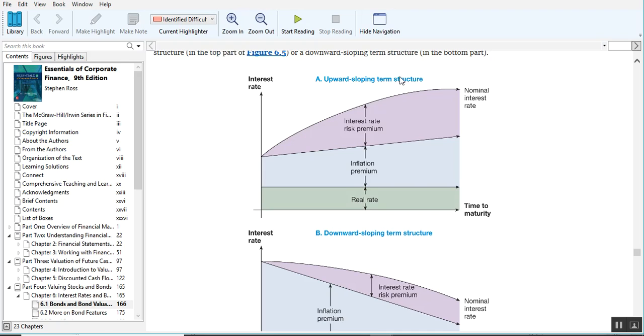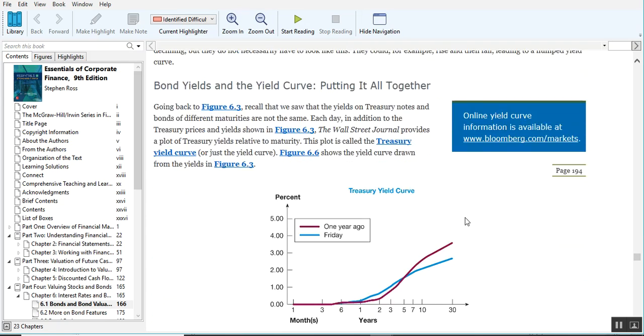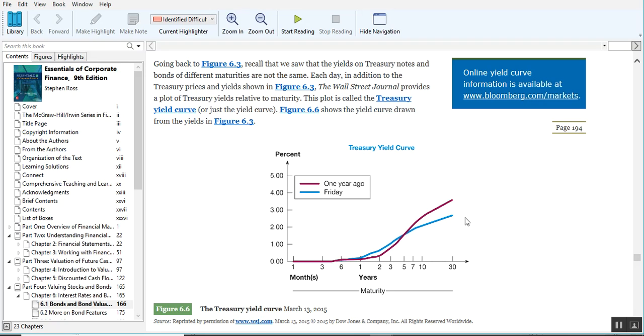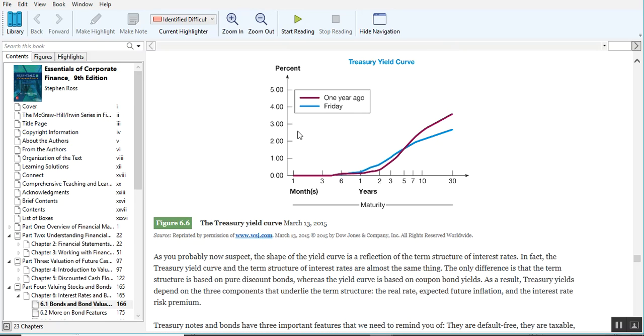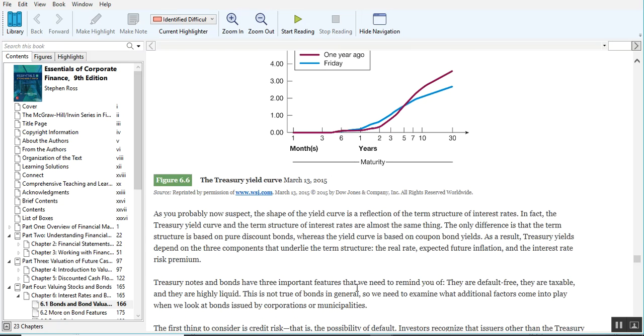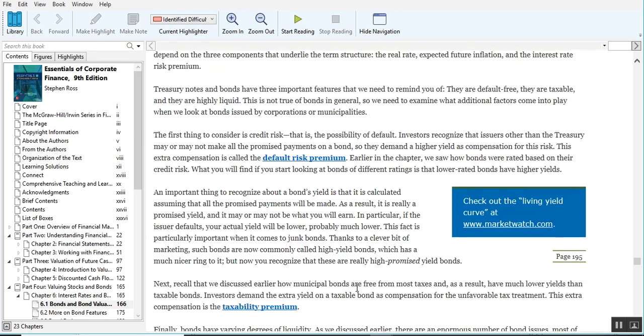This is an upward sloping structure. It is if interest rates are going up. If they're going down, it's going to look more like this. When you talk about bonds in the yield curve, basically, here's the Treasury yield curve, and you're looking at the term structure of interest rates and how they impact the yield or the return on these bonds. So the term structure is based on pure discount bonds. Yield curve is based on coupon bond yields. So you have a slightly different perspective there.